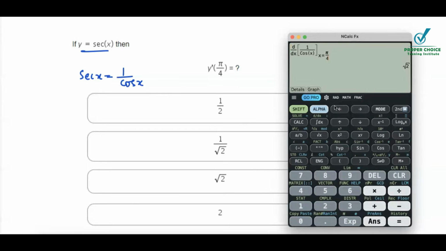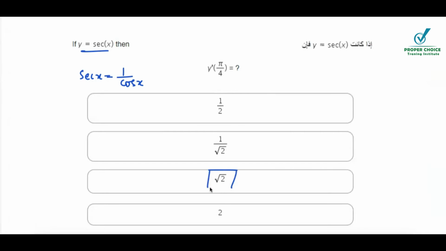Make sure that whenever you are solving trigonometry with derivatives, your calculator is in radian mode. Otherwise, you'll get a wrong answer. Whenever we do trigonometry and its derivatives, the calculator should be in radian. So the right answer here is option C, that is square root of 2.